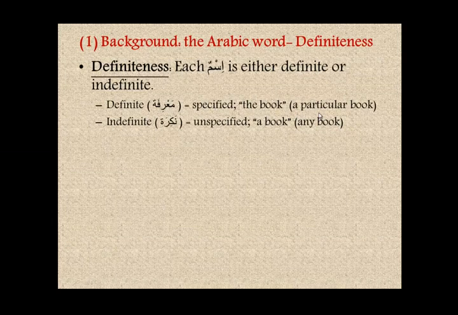you and I know we're talking about a particular book. If I say the book is on the table, out of all the books in the world, out of millions and millions of books, there is just one book that I am referring to. On the other hand, if a noun is indefinite or nakirah, it is unspecified. When I say a book, I'm talking about any book.